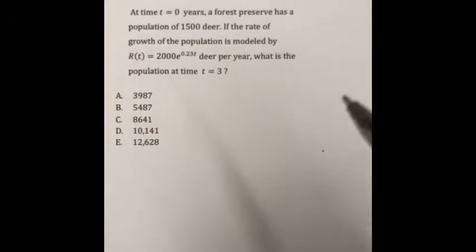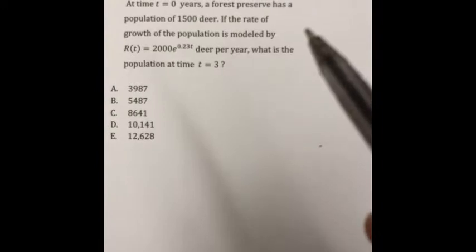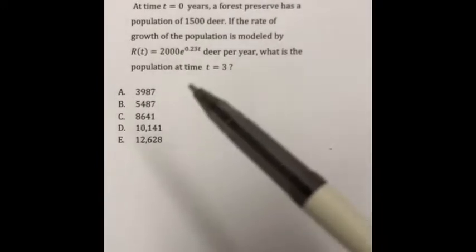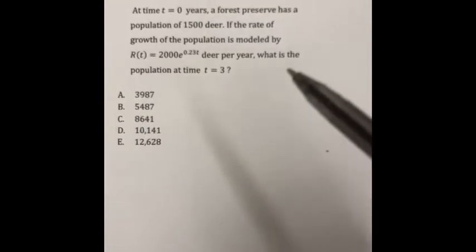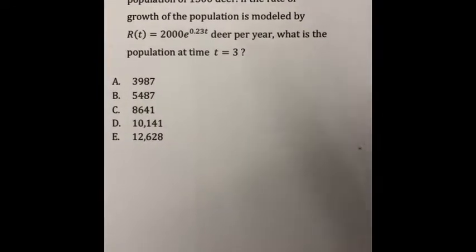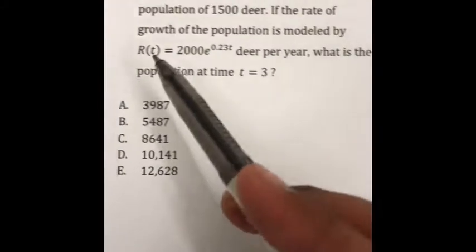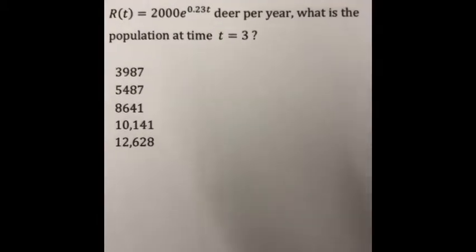I'm going to solve this question, which says: at time t equals 0 years, a forest preserve has a population of 1,500 deer. If the rate of growth of the population is modeled by r(t) equals 2000 e to the power 0.23t deer per year, what is the population at time t equals 3? Since this is the rate of growth, the integration of this will give us the population number.